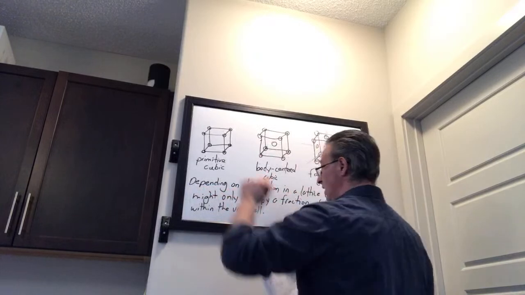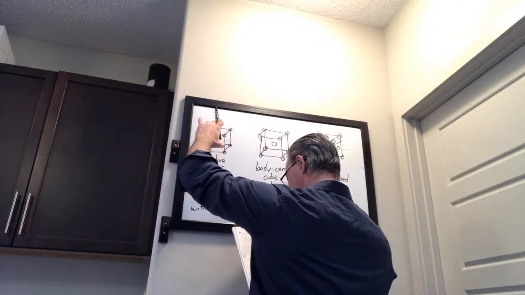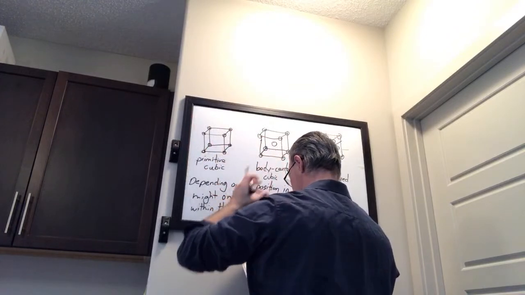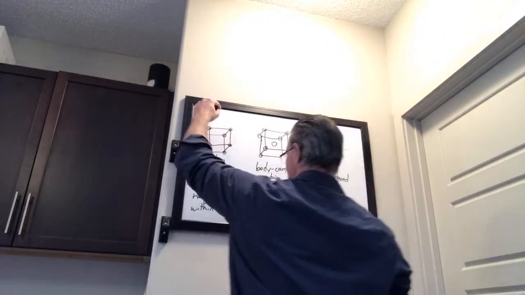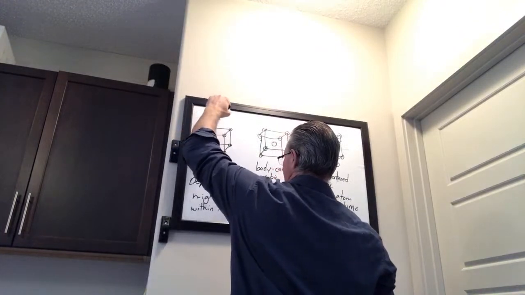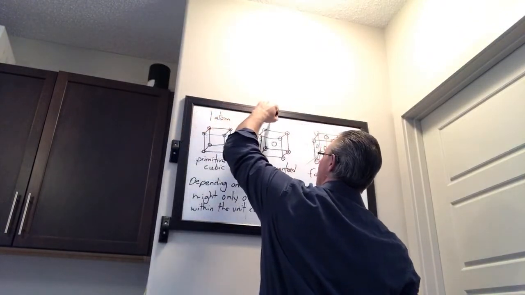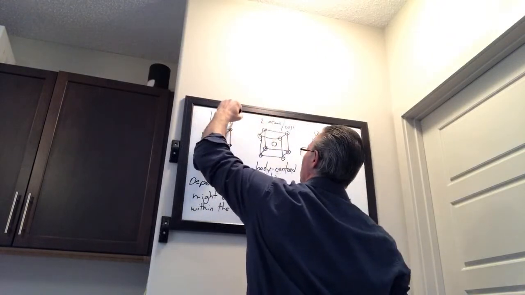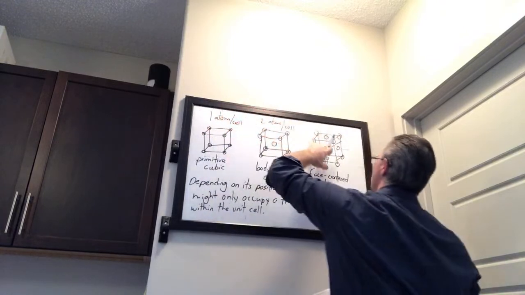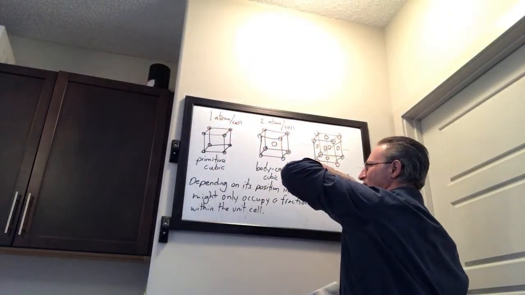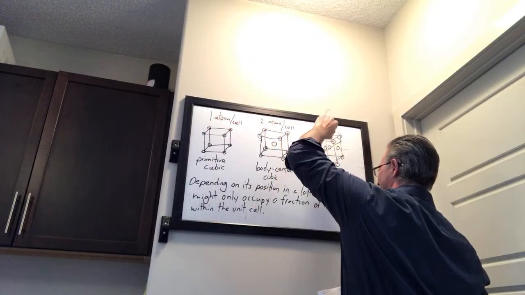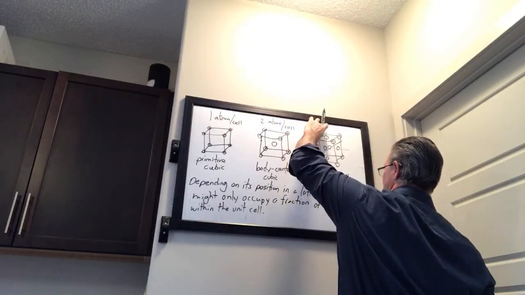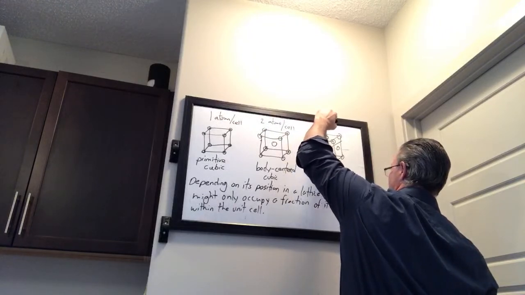So in a cubic lattice, you have one atom. In a body-centered cube, you have two atoms per cell. And in this one, what was it I said again? 6 times 1/2 is 3, plus 1, 8/8 is another 1, so 4 atoms per cell.